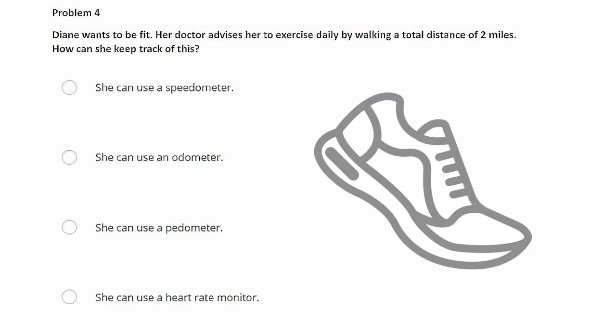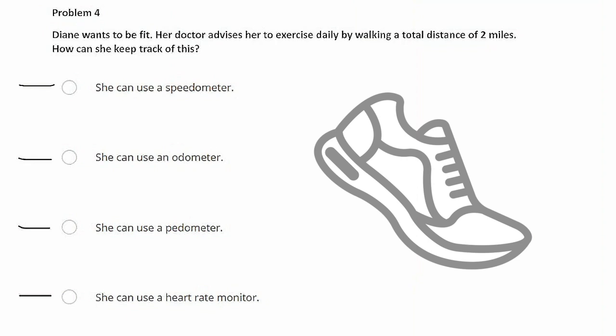Problem 4. Diane wants to be fit. Her doctor advises her to exercise daily by walking a total distance of 2 miles. How can she keep track of this? The first option, she can use a speedometer. The second option, she can use an odometer. The third option, she can use a pedometer. Or the fourth option, she can use a heart rate monitor.